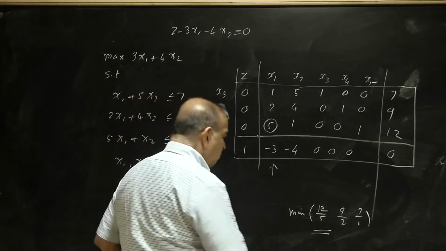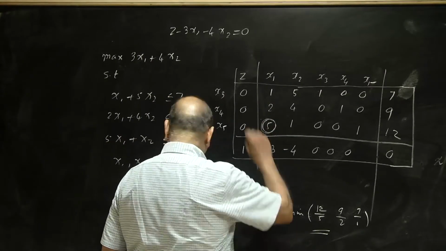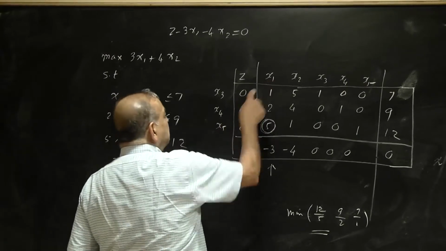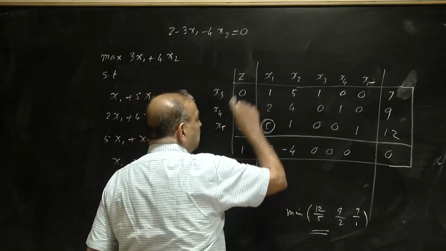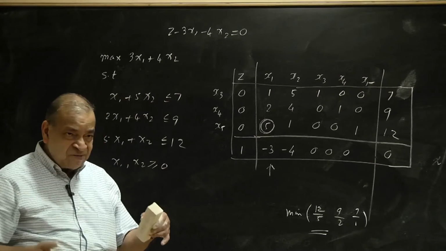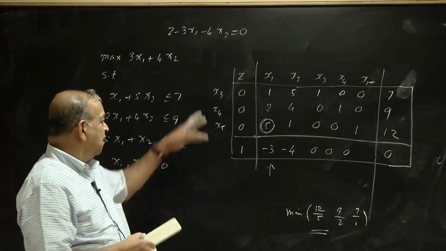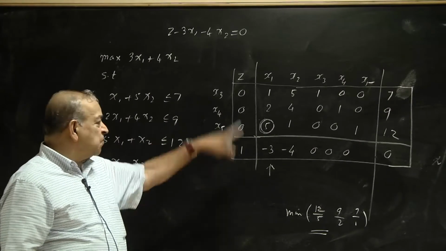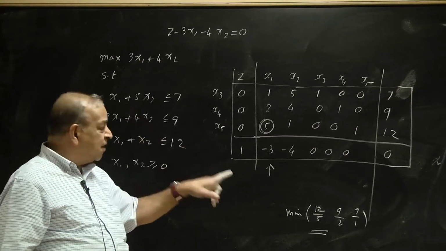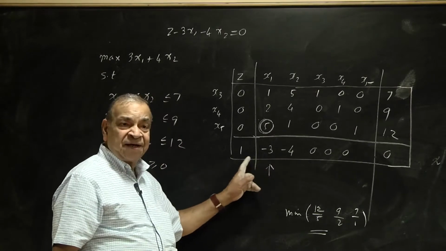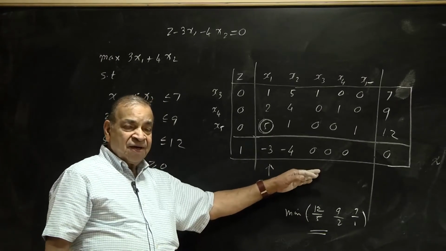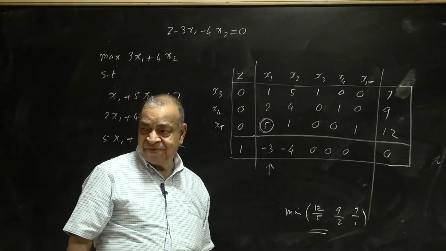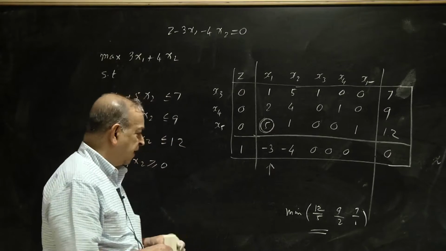So x1 is going to enter the basis, x5 is going to leave the basis. Each time you keep only 3 of these variables as basic variables, and something leaves, something enters. Here first we decide which one to enter by looking at the last row, and which one leaves is decided by this ratio test. It's called the ratio test.